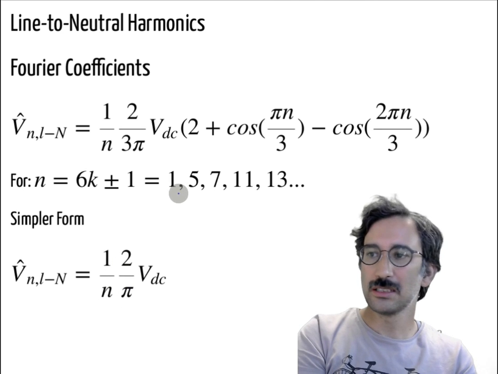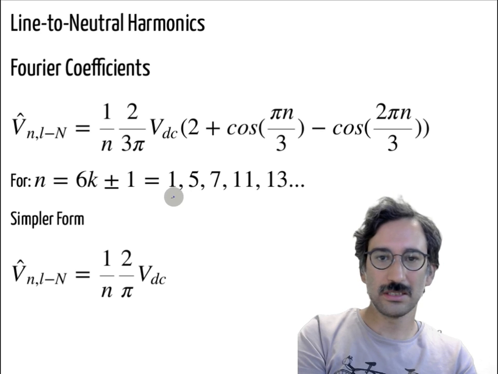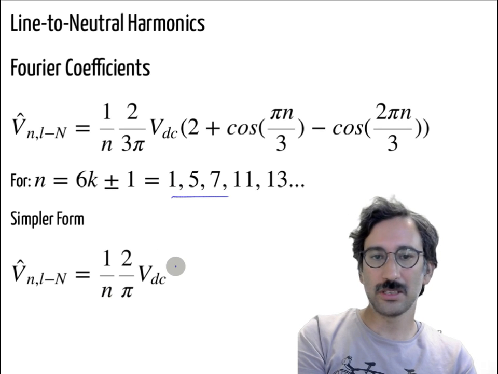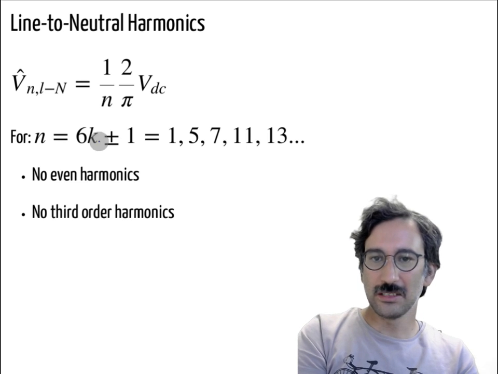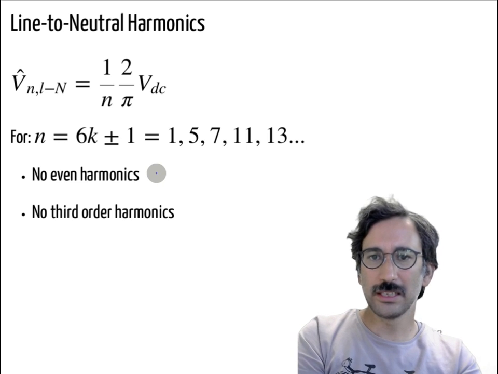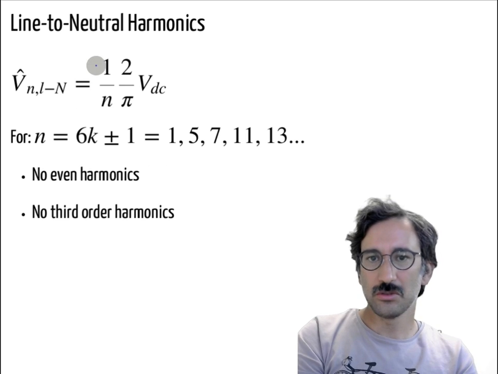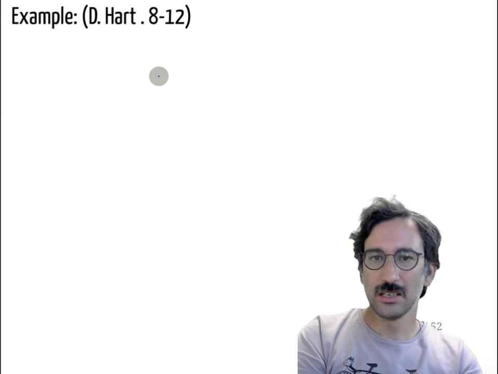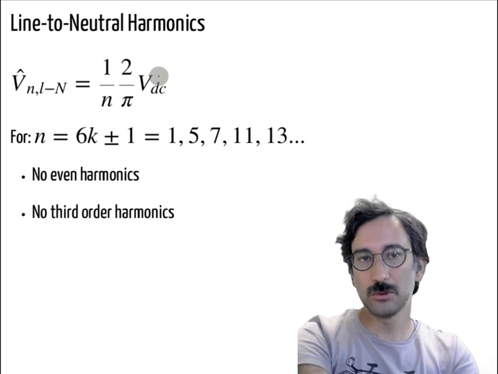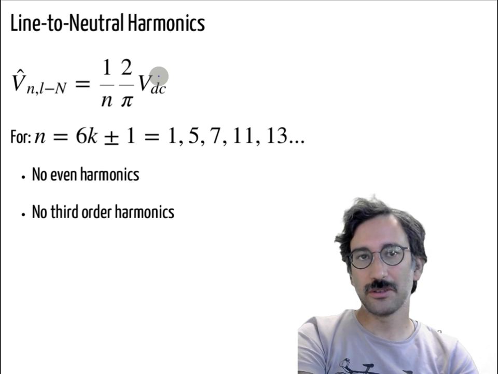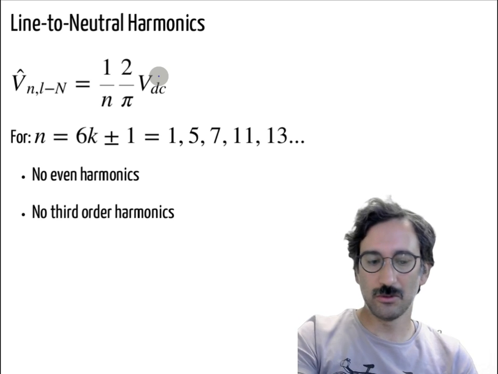Again, for the line-to-neutral voltages, it is the same harmonics, no third order harmonics, and you can calculate the peak. So peak is 1 over n, 2 over pi VDC, and I think I didn't put it here, but you can also calculate the RMS voltages.